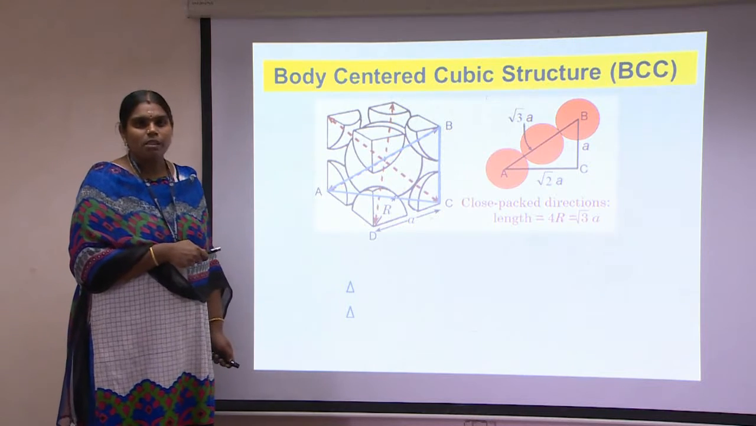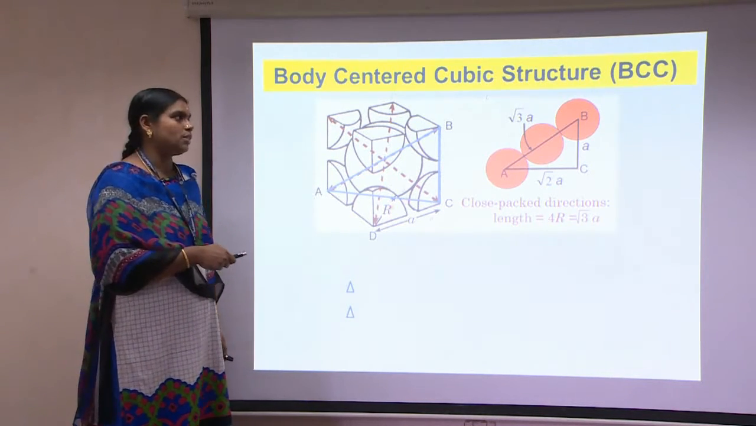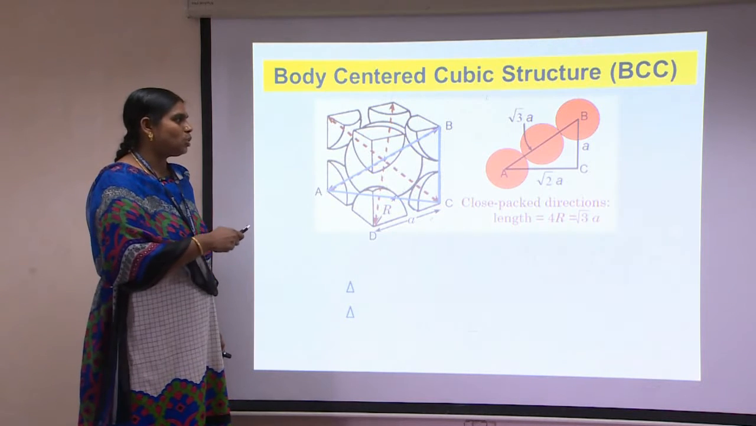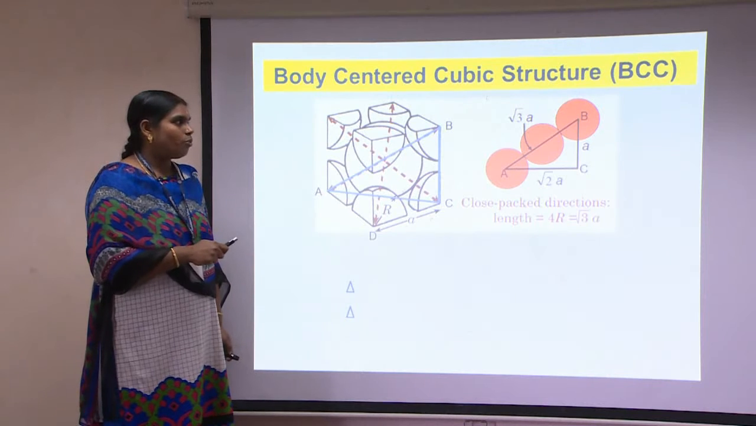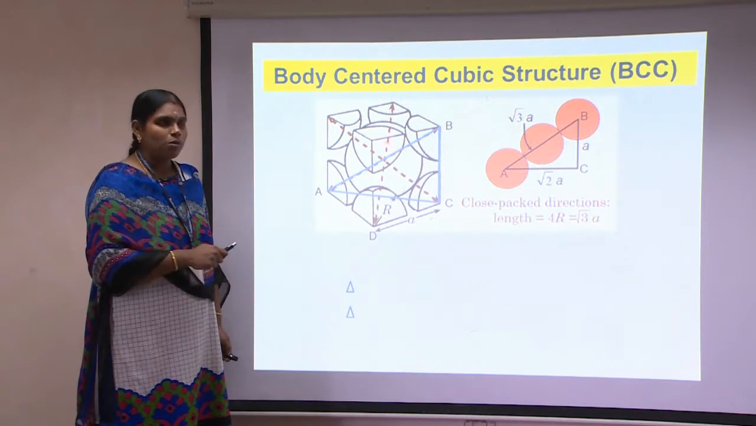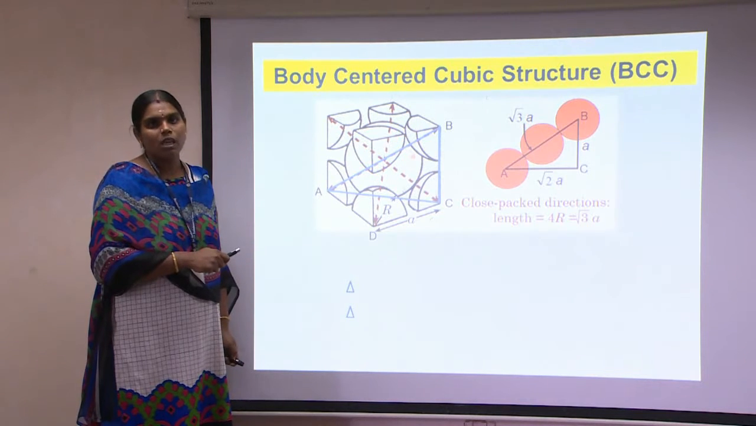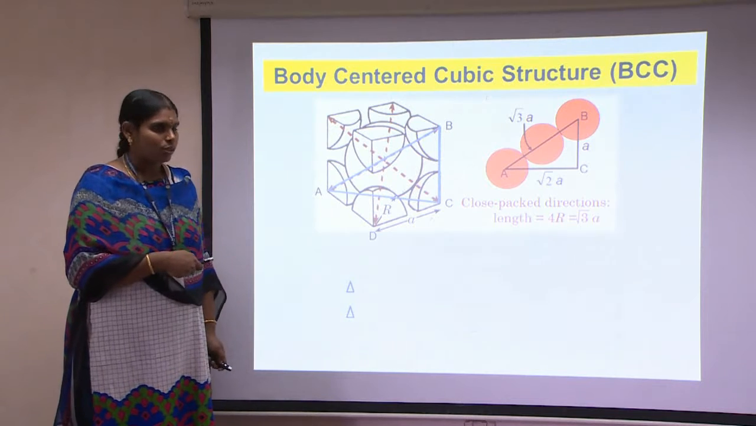So here what happens is that this body centered atom is not being shared by any other unit cell. It is well within this unit cell. So its contribution is 1. So that means number of corner atoms per unit cell is 1 plus number of body centered atom is going to be 1. So 1 plus 1 is equal to 2. So this comes under a non-primitive unit cell.